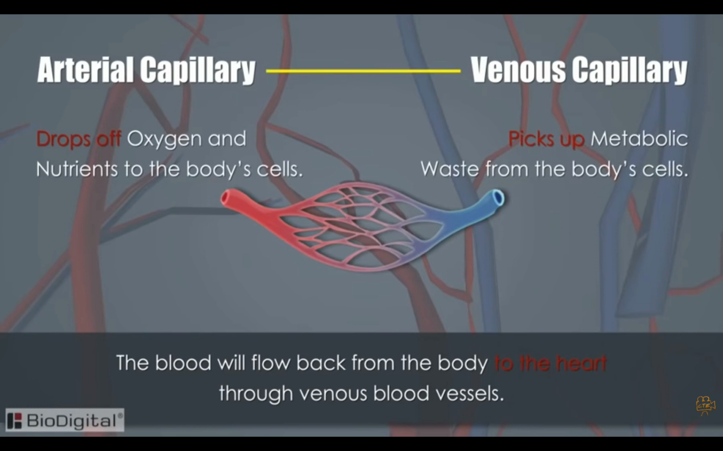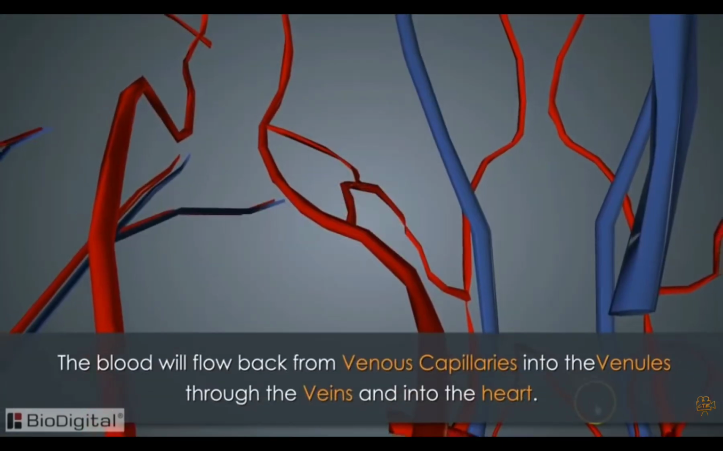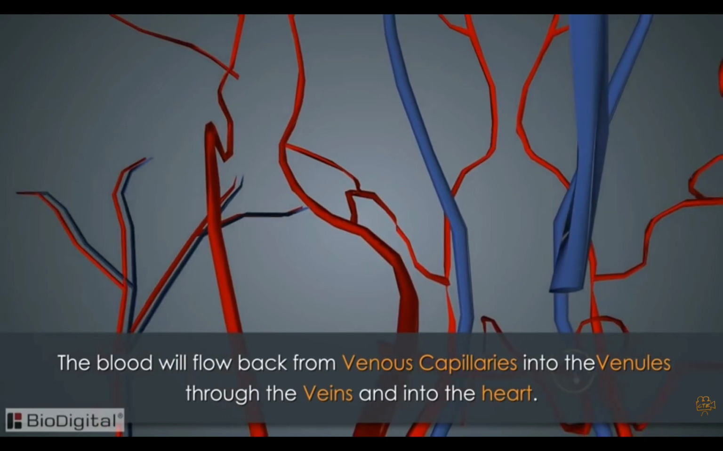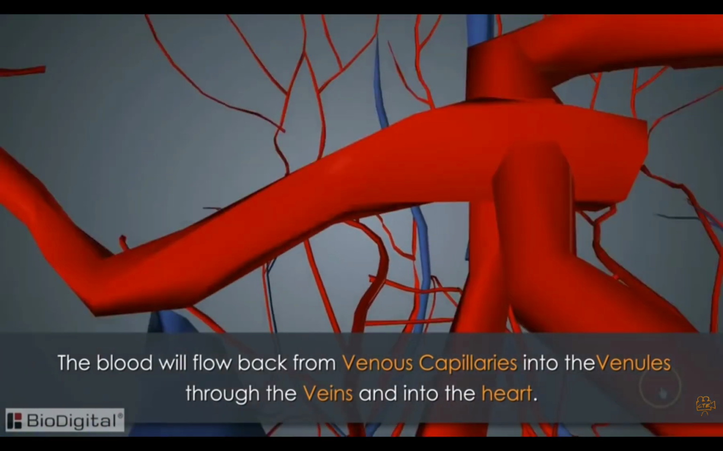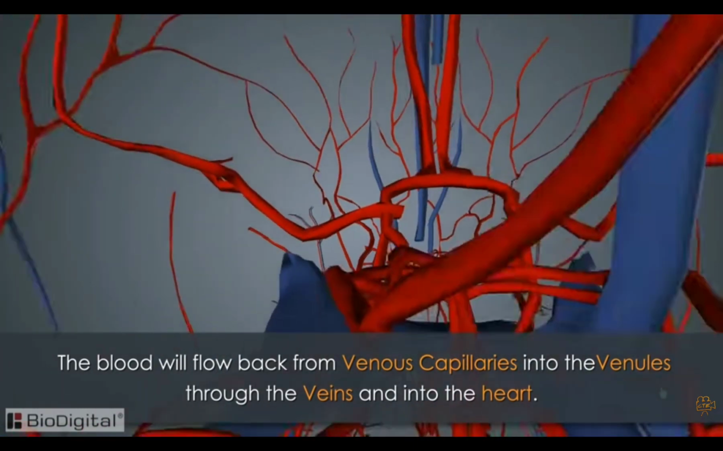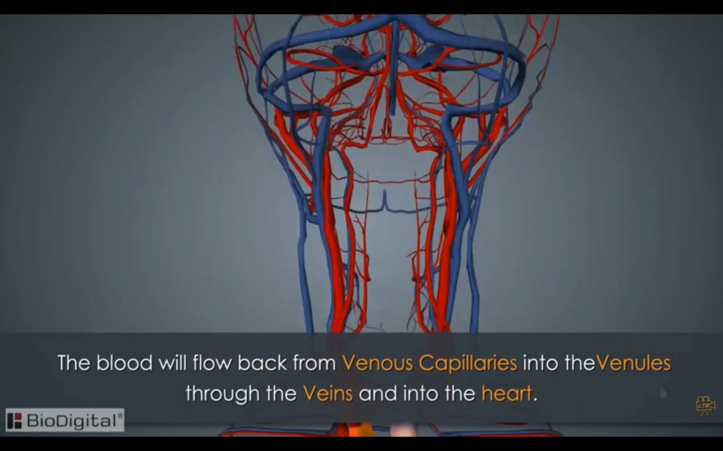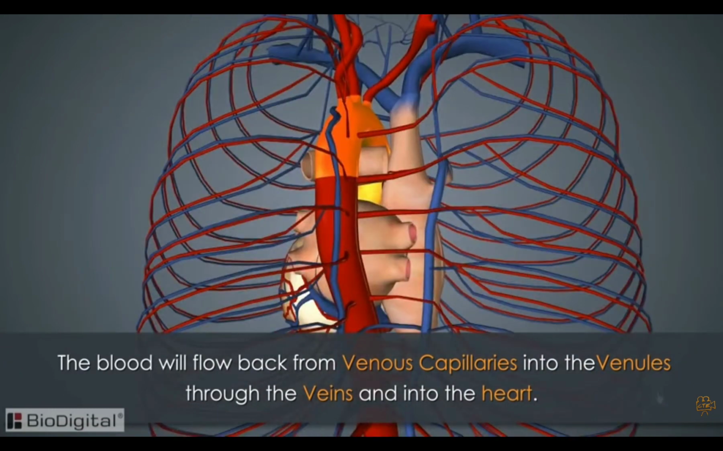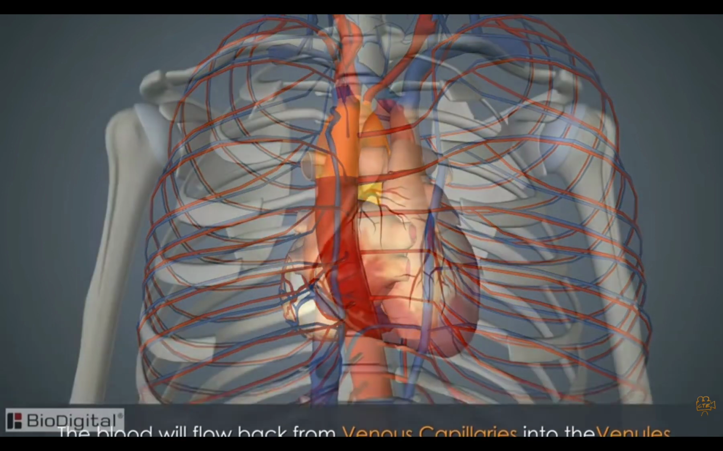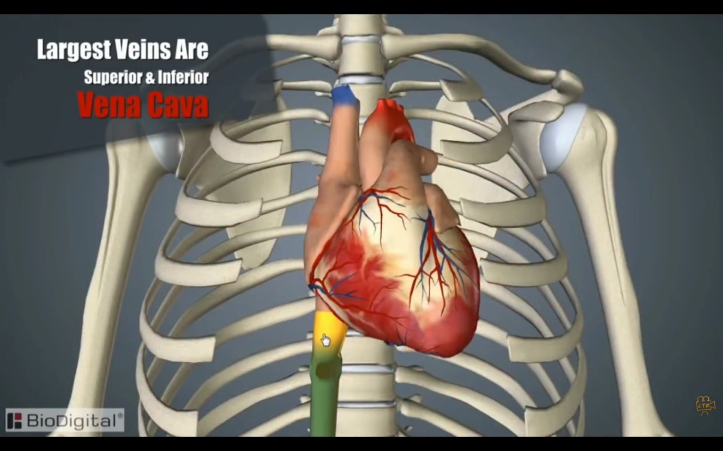The blood flow from the venous capillaries will flow back from the body to the heart through the venous blood vessels. Similar to the arteries, only in reverse, the blood flows from the venous capillaries into a system of veins called the venules. These venules connect to larger veins which carry the blood back from the body to the heart via the largest veins known as the superior and inferior vena cava.